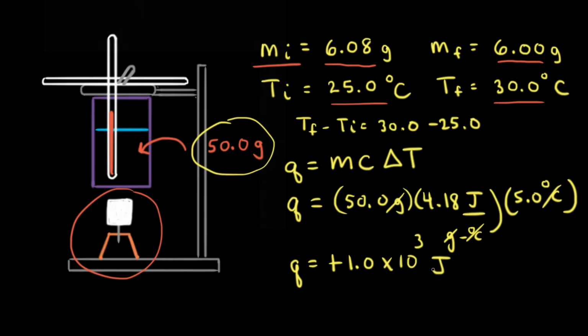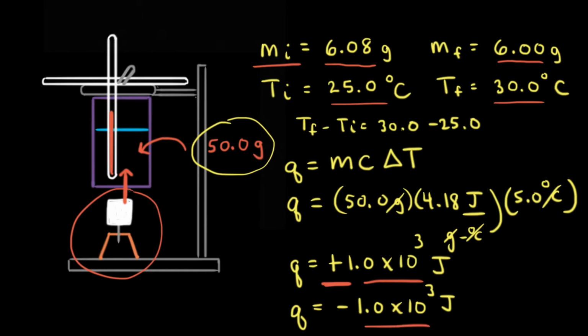The positive sign here means that heat was gained by the water, which is why we saw an increase in the temperature. If we assume a perfect transfer of heat, so all the heat that was given off by the burning of the marshmallow was transferred to the water, then Q for the burning of the marshmallow should be equal in magnitude. So we can write Q is equal to, this time a negative, since heat was given off by the burning of the marshmallow, 1.0 times 10 to the third joules. So assuming a perfect transfer of heat, the magnitude of these two numbers is equal.